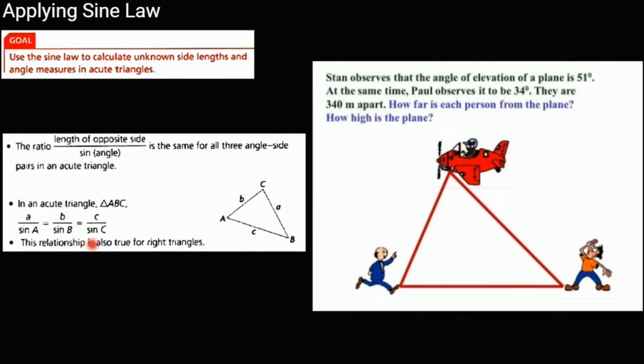The sine law is also true for right triangles. The ratio of the length of the opposite side to the angle is the same for all three angle pairs in an acute triangle. Let's get into the questions.